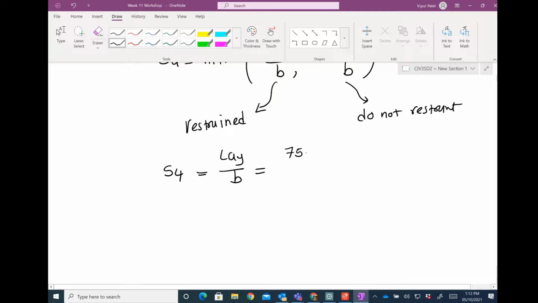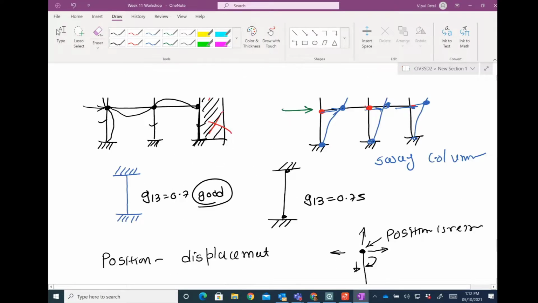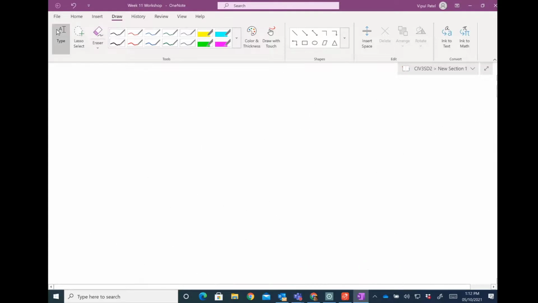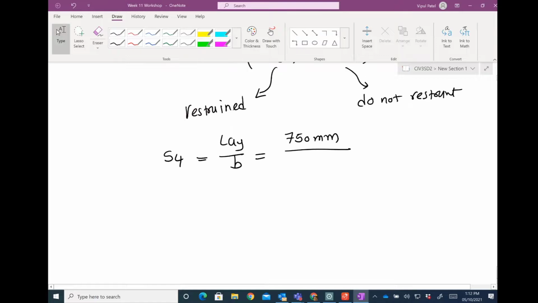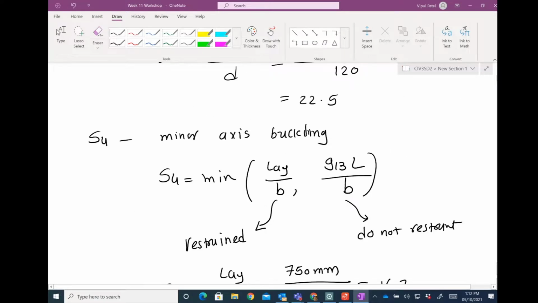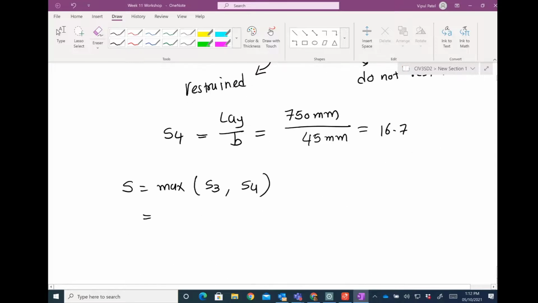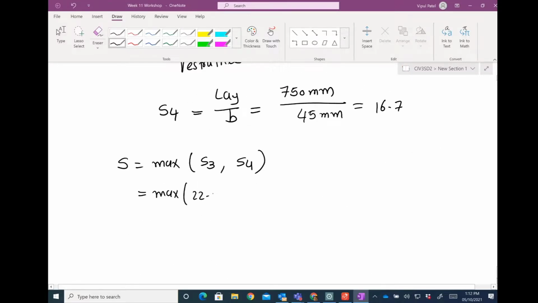So let's put the 750 millimeters over B. B was 45 millimeters. So 750 over 45, you get 16.7. So S would be the maximum of S3 and S4. S3 is 22.5, which is your major axis buckling, and this is your minor axis buckling.